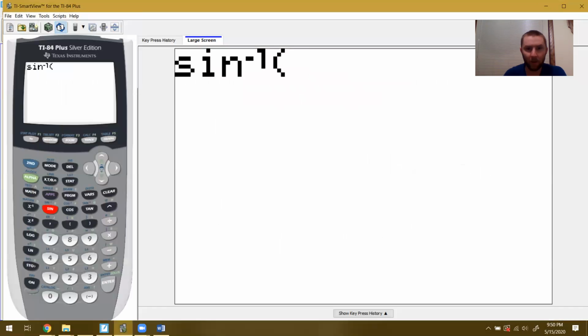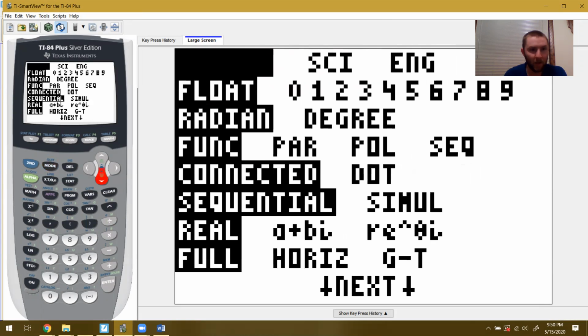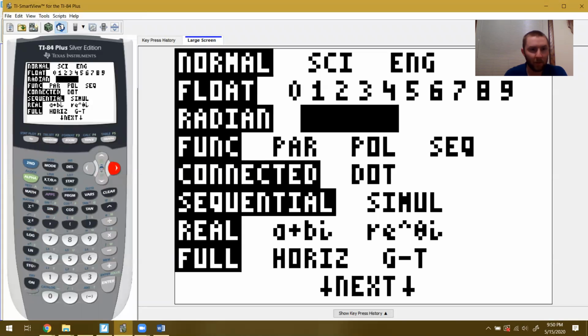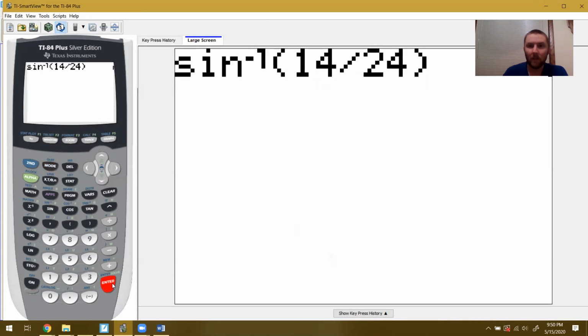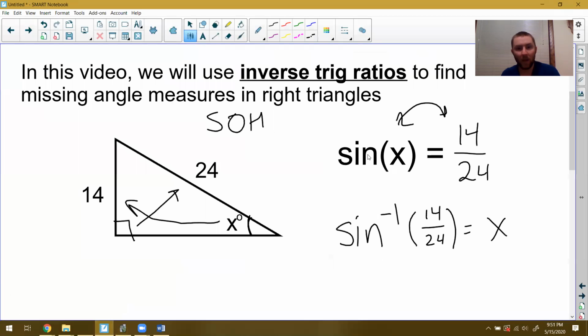If I go to my calculator and do the sine inverse of 14 divided by 24, I have to make sure I'm in degree mode. I'm currently in radian mode, so I flip over to degree mode. Then I get 35.685, or about 35.7 degrees. So x in this case is about 35.7 degrees, and it just comes from doing the sine inverse of what I know the sine fraction is.